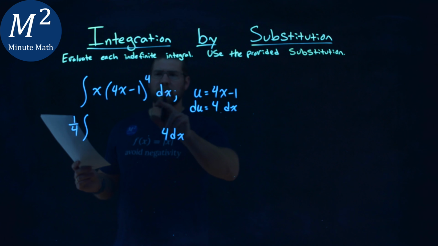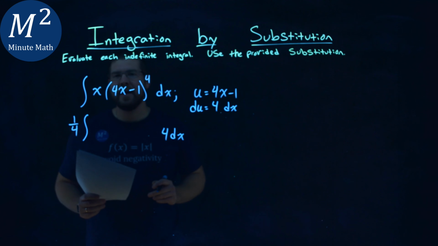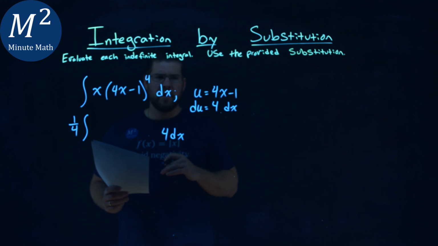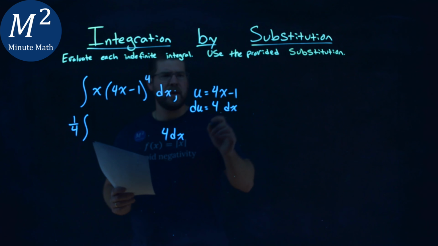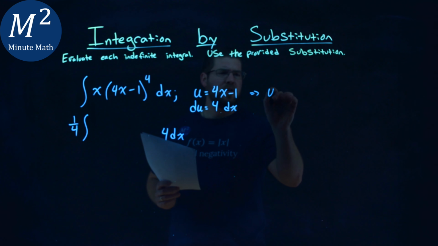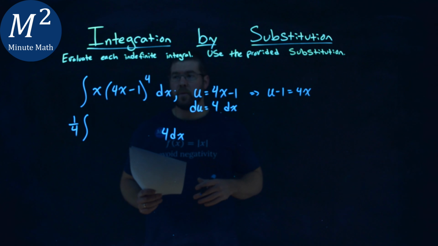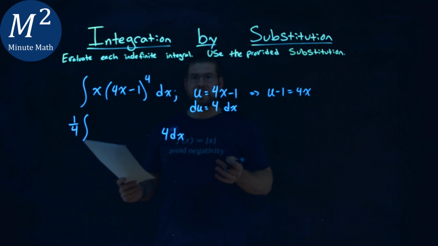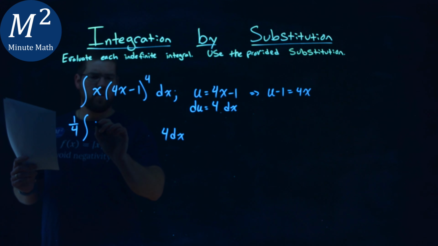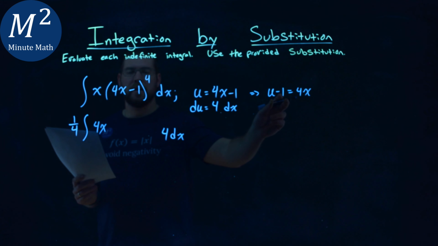And my u value is my 4x minus 1. Great, got that in, but I have that pesky x out there, and I need it in terms of u. Well, what if I did this? What if I said we have u equals 4x minus 1, so u plus 1 equals 4x? Well, that'd be great, right? We can directly substitute that in. So instead of an x, if I just put a 4x here, I know I can substitute that to be u plus 1.